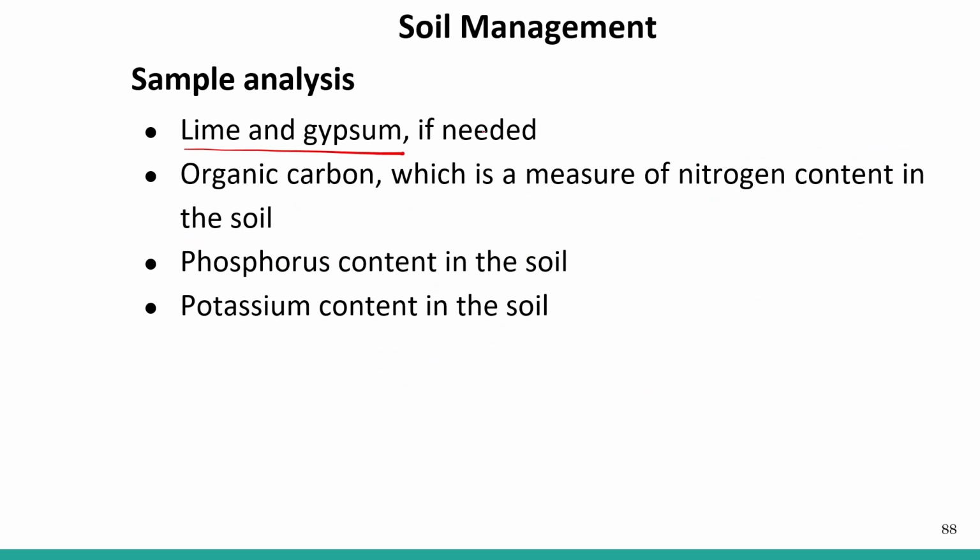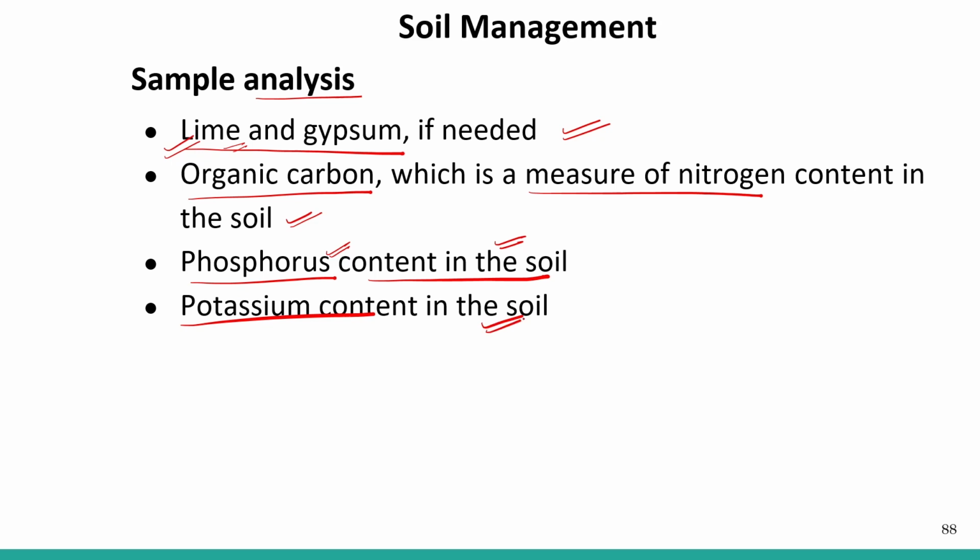Lime and gypsum if needed. After the analysis, if it turns out to be needed, either lime or gypsum can be added. Organic carbon, which is a measure of nitrogen content in the soil. Phosphorus content in the soil. And potassium content in the soil, that can also be added if required. So what is the requirement? Which of the following is required can only be known when we go for soil testing.